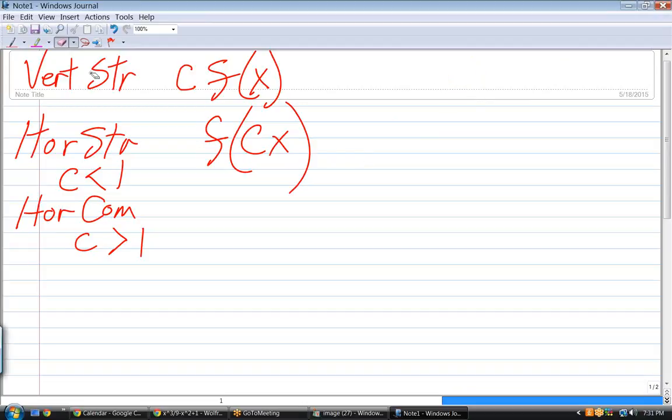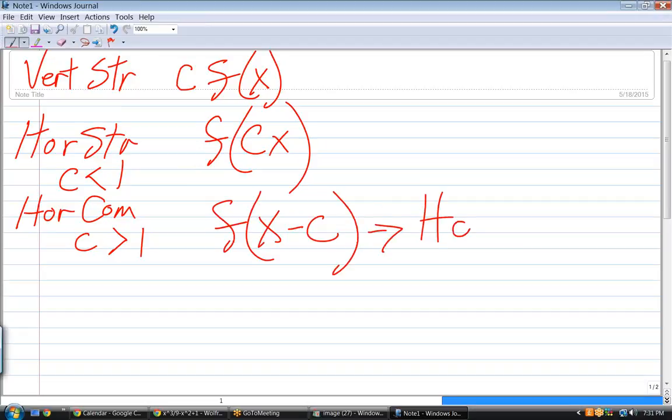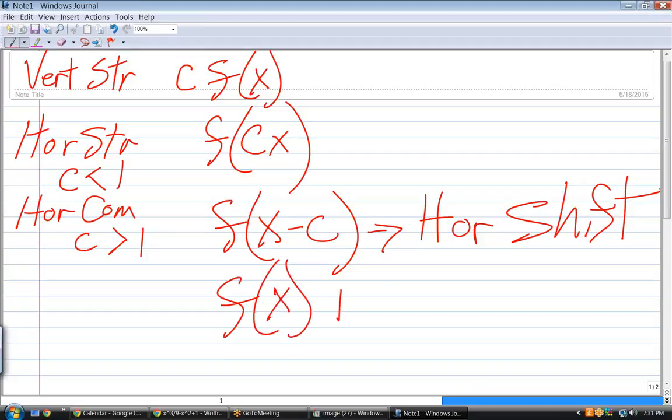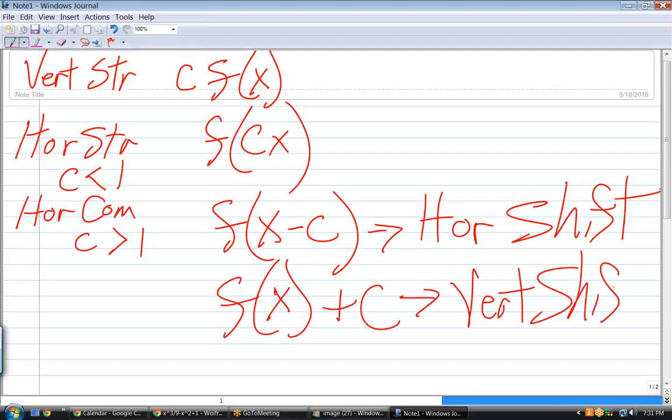Okay. This is vertical stretch. This is horizontal stretch or shrink. That's vertical stretch or shrink. You already figured out that f of x minus c was a horizontal shift, right? That's how you figured out that e to the x minus 2 was a horizontal shift to the right by 2. Well, we can also have f of x plus c, that is a vertical shift, and those are the only 4 things you can do except reflections.